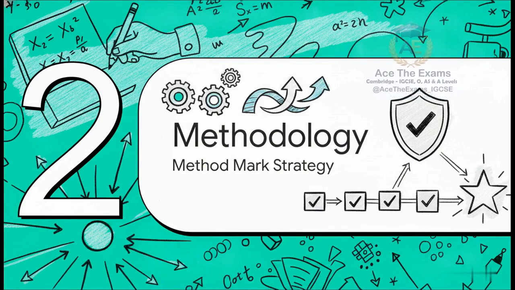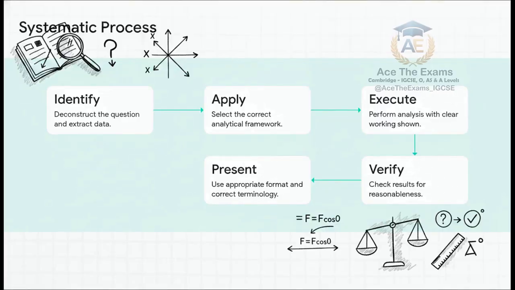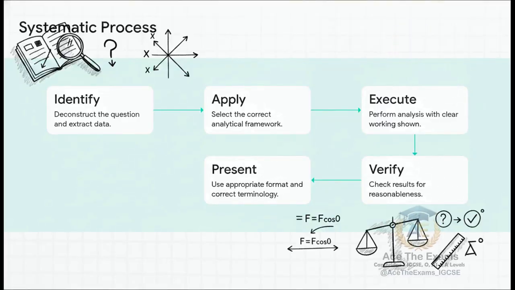Let's talk about the method mark strategy. All right, this is where we secure the bag, so to speak. Cambridge physics exams are actually pretty generous in one specific way. They will award you marks for your process, even if your final numerical answer gets slightly mangled by a silly calculator error. But to get those method marks, your process has to be absolutely flawless.